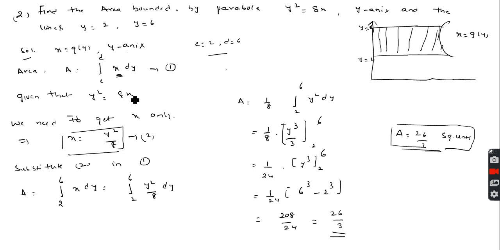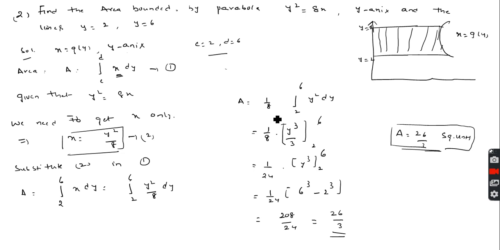It is given that y square equal to 8x, but we need to get x only. So how to get this x? This is nothing but 8 into x. From that, this 8 will be moved to the other side, and we get y square by 8. Therefore x equal to y square by 8. So we get x. Substitute equation 2 in equation 1, we get the integral from 2 to 6 of x dy, that is the integral from 2 to 6 of y square by 8 into dy.